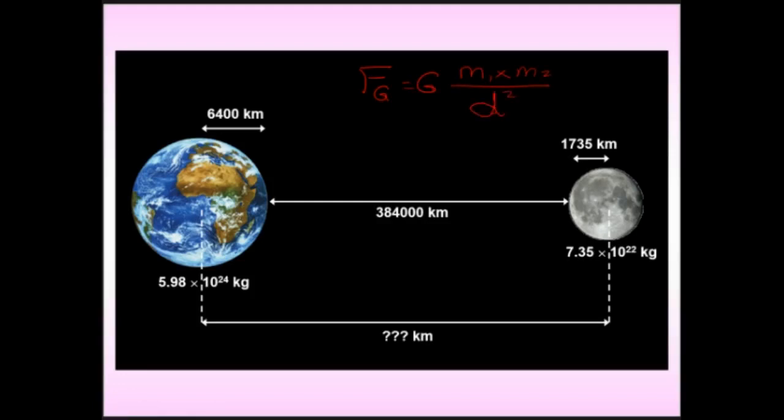Okay. What's the value of G? 6.67. Go for it.